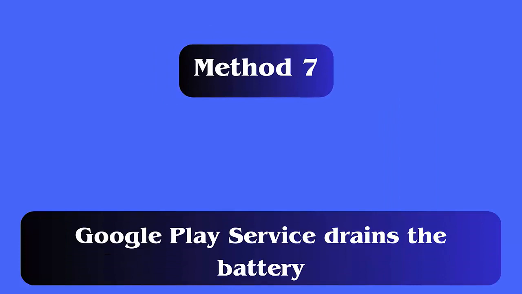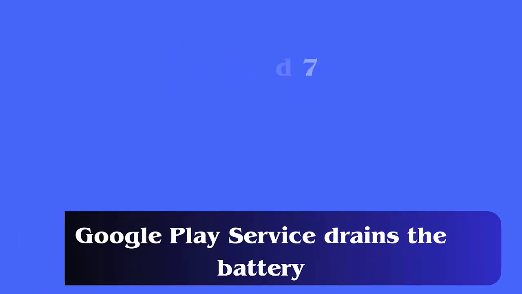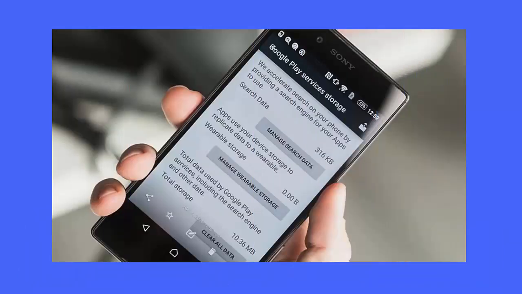Method 7. Google Play services drains battery. Android phone has Google Play services, and this is yet another reason for consuming lots of battery on your phone. Go to Settings, Applications, All, Google Play Services. Then click on Clear Cache option.